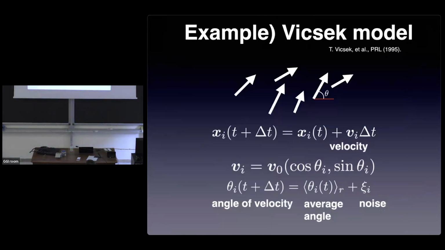Another interesting phenomenon is the so-called collective behavior of, for example, birds. One of the famous models is called the Vicsek model. That is a kind of classical model for this. You can imagine that this arrow corresponds to some fish or bird. So this is the equation of motion. That is not so important.